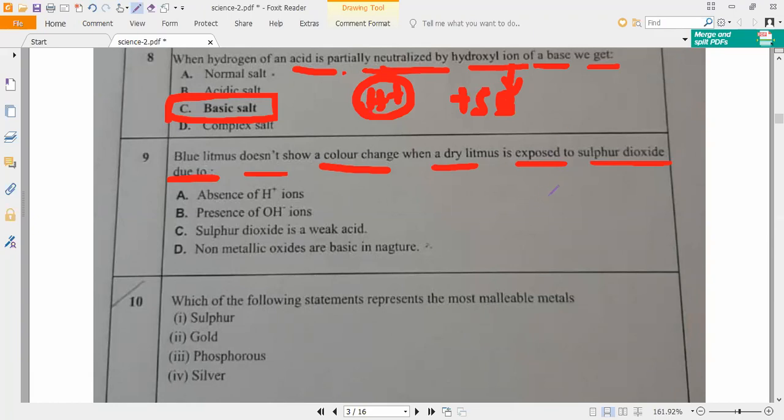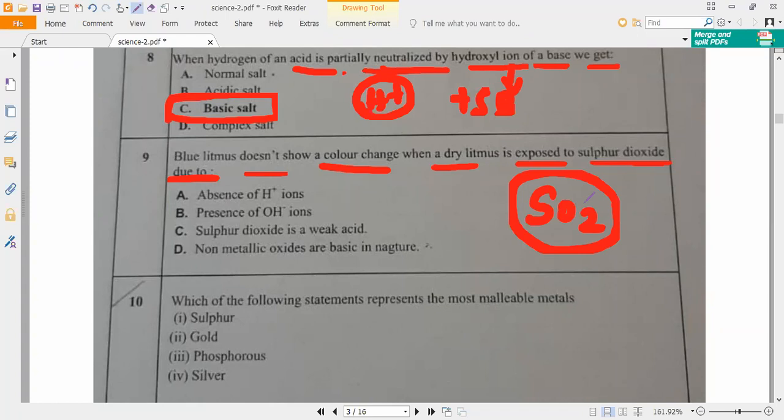Sulfur dioxide is what, guys? Is it basic in nature? No, sir. Non-metallic oxides, they are acidic in nature. Metallic oxides are basic in nature. Non-metallic oxides, they are what, guys? Are they neutral oxides or acidic oxides?